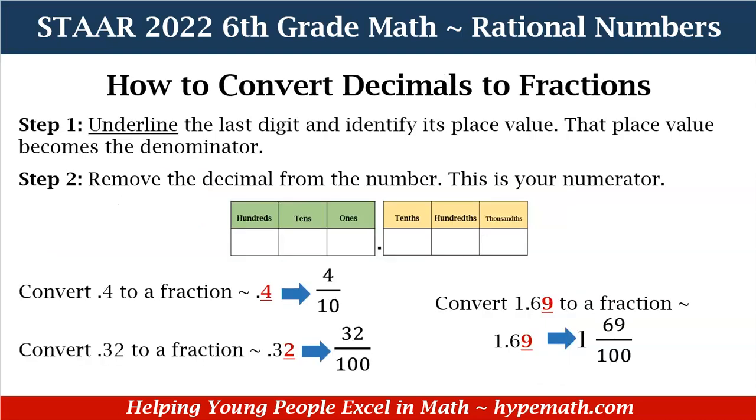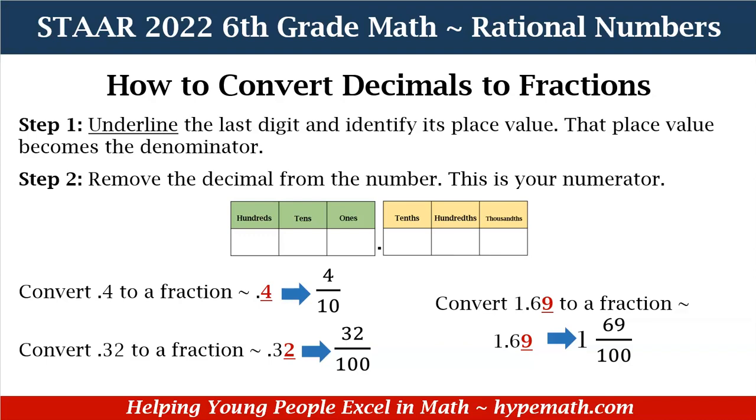Now let's look at how to convert decimals to fractions. Step 1, we're going to underline the last digit and identify that decimal's place value. Then we're going to make that place value the denominator. Step 2, we're going to remove that decimal from the number, and that will be our numerator. And of course, we have examples.